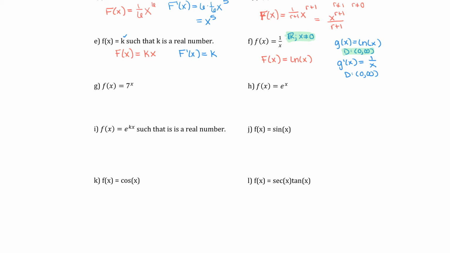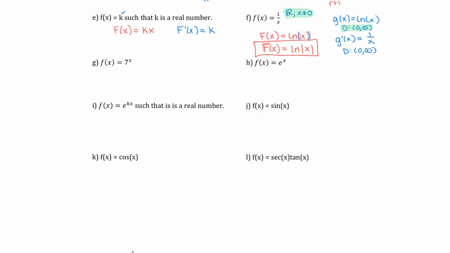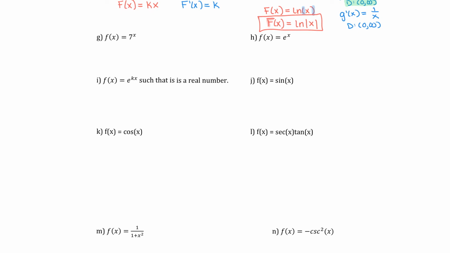And this is actually a pretty easy fix. I'm going to change these to absolute value signs right here. So my antiderivative, let me grab a pen, not a highlighter, f of x is actually going to be the natural log of the absolute value of x. We got to be careful about that domain. All right, the next one, I have f of x equals 7 raised to an x.